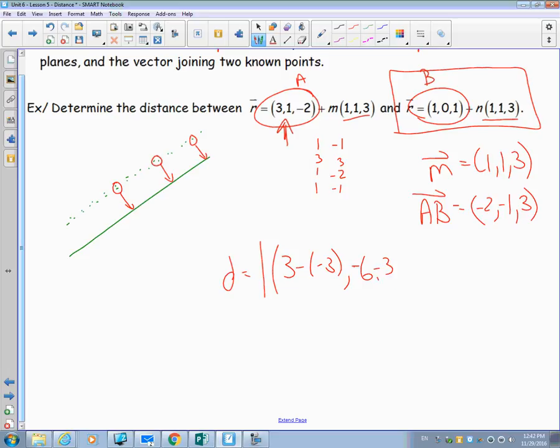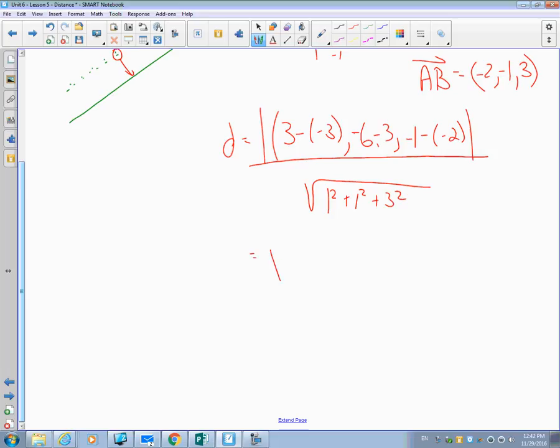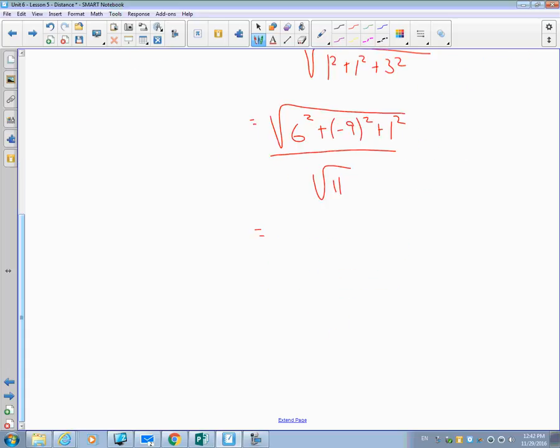Minus 3. And we'll get negative 1 minus negative 2, all over the magnitude of our line, which is 1 squared, 1 squared, and 3 squared. So up top, the magnitude will be 6 squared plus negative 9 squared plus 1 squared. On the bottom, root 11. If we simplify that, up top we'll get a total of root 118 over root 11. I'm okay if you leave it that way, or if we change it to a decimal, we get 3.28 units.